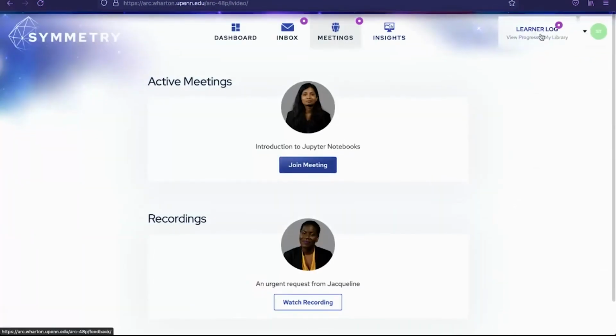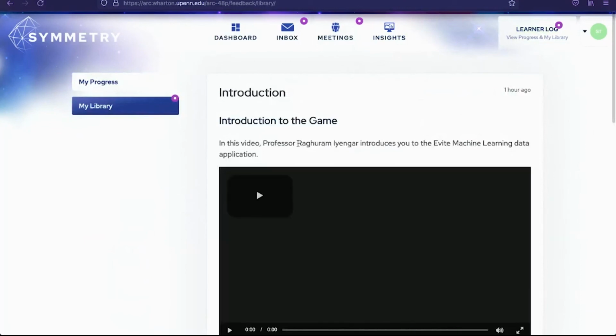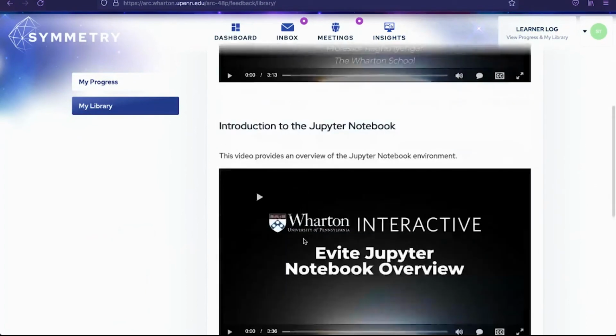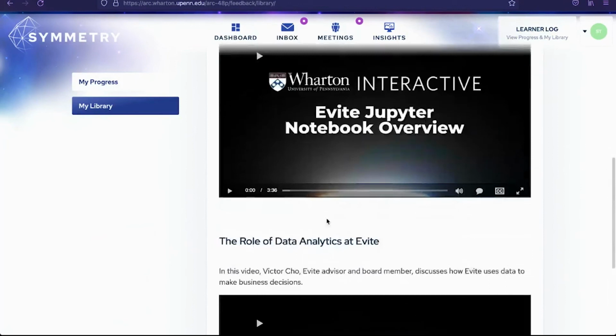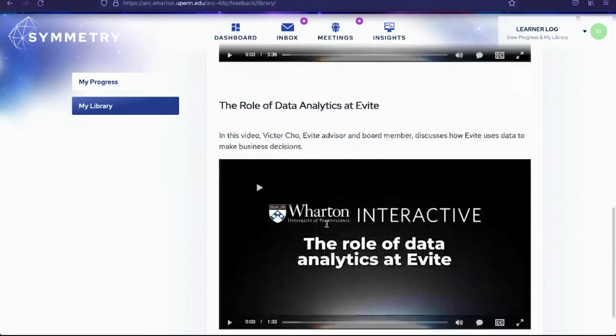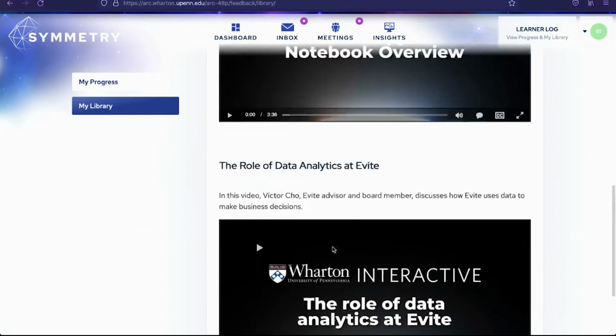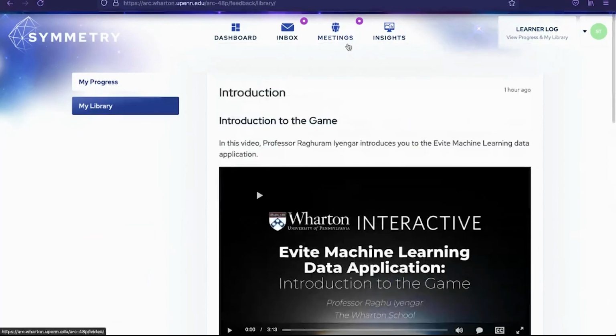And then what's really phenomenal about this, it's a closed environment within this gaming platform. And we actually have lectures that have been taped by Raghu, and new lectures open up each step of the way, providing you with just-in-time lessons. We also provide everything you need to know with respect to the coding and the analytics that you're going to be running, as well as really incredible lessons coming from Victor Cho as well, who is the former CEO and now on the board of directors for eVite.